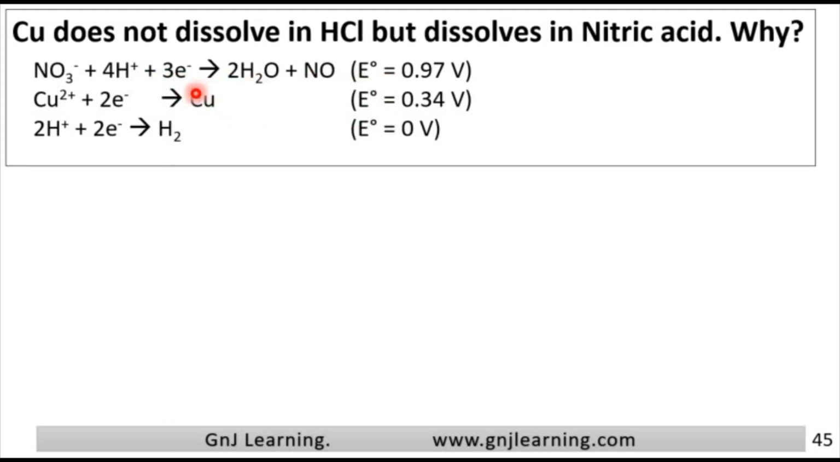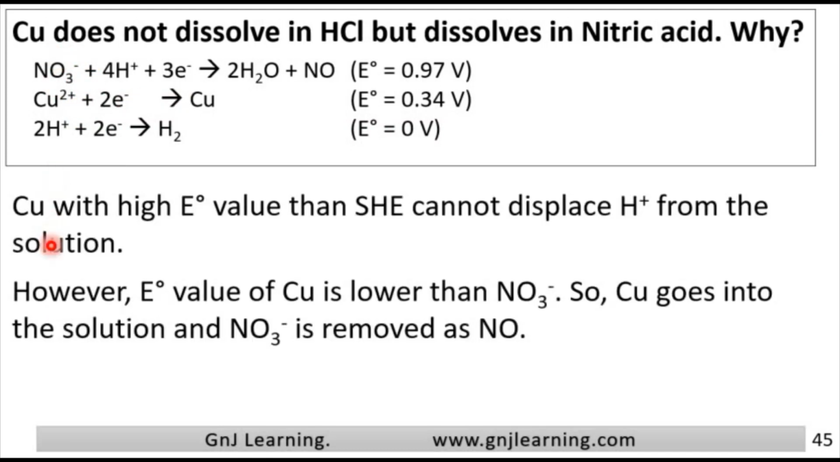So even though the E0 value suggests that copper is more stable than H2, it is less stable than the products of the nitrate half cell. So actually it is not H plus that is oxidizing Cu, but it is nitrate. So you can answer it like this: Cu with a higher E0 value than H2 cannot displace H plus from the solution. So it is having a higher E0 value, so H plus cannot help Cu to dissolve.